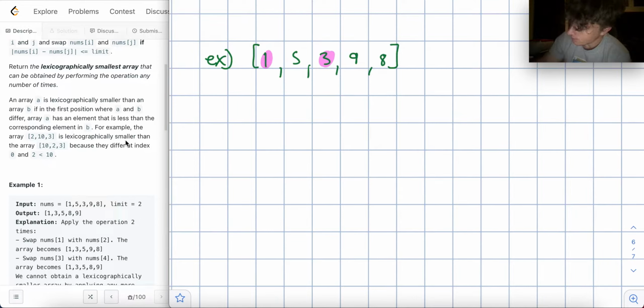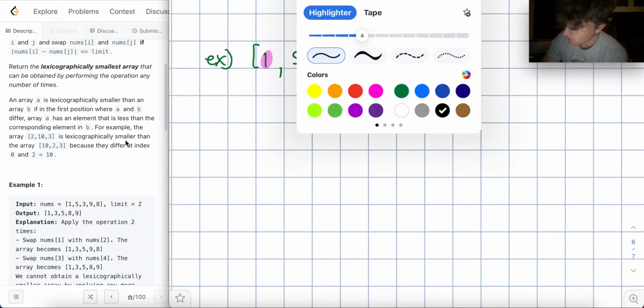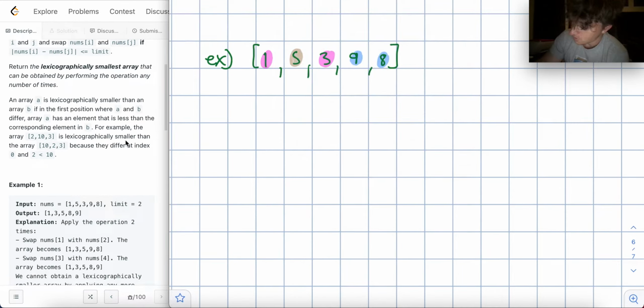And 9 and 8 can be switched. And also 5 and 3 can be switched. Now, the resulting answer, and this is a perfect example because it illustrates the only observation you really have to make in this problem, is 1, 3, 5, 8, 9.